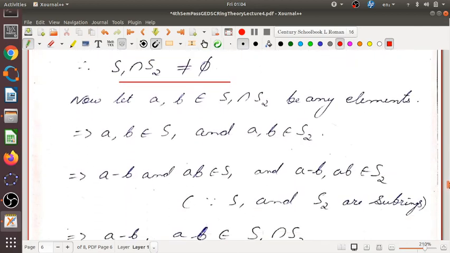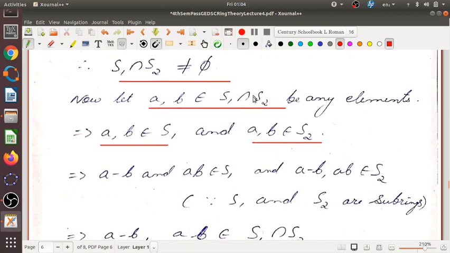Let a and b belong to S1 intersection S2 be any elements. Then a, b belong to S1 and a, b belong to S2 by the definition of intersection. The intersection of two sets contains only those elements which belong to both sets. So whenever we write a, b belong to S1 intersection S2, we can immediately write a, b belong to S1 as well as a, b belong to S2. This will imply a minus b and ab belong to S1 because S1 is a subring, and just now we have done the criterion for subring.